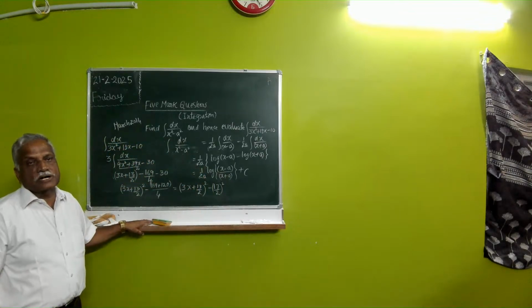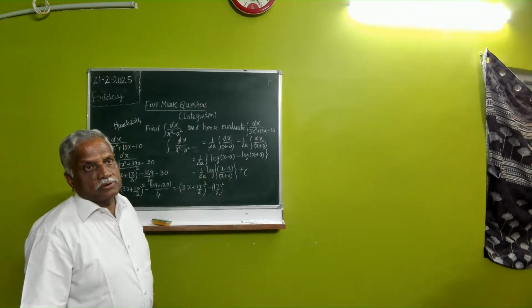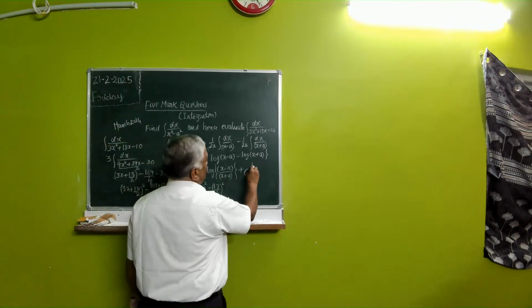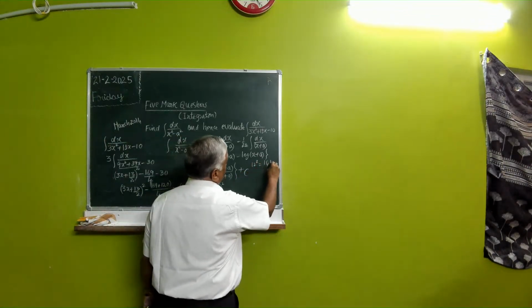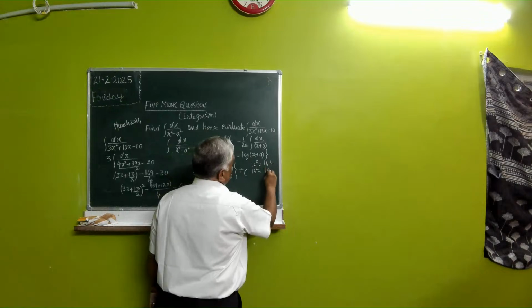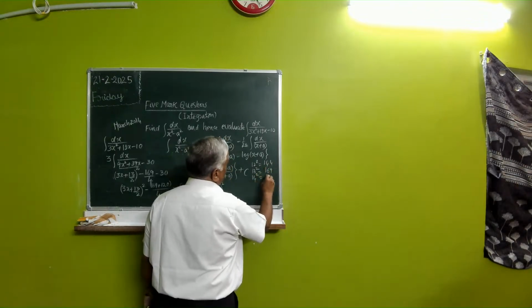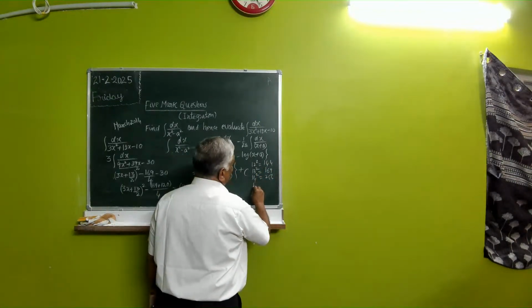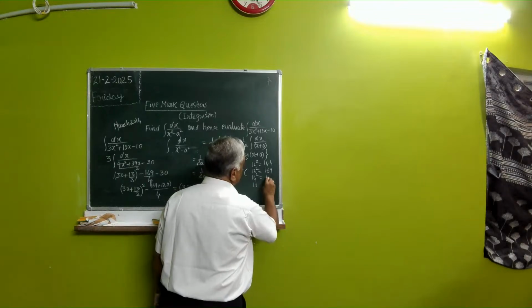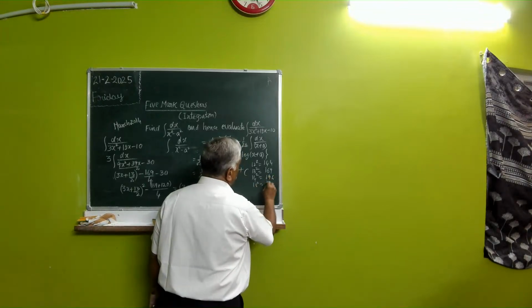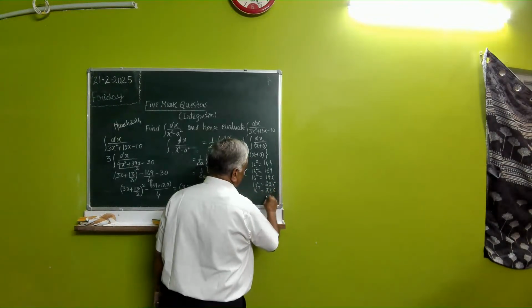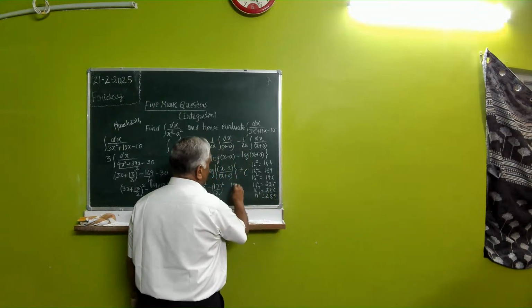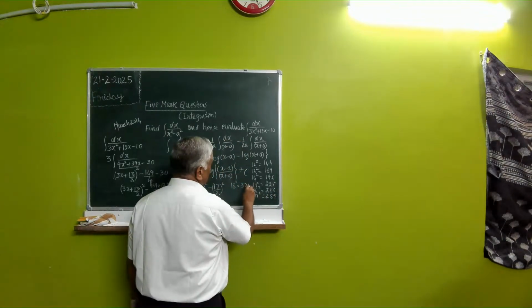I would always suggest students remember squares up to 19. 12 square is 144. 13 square is 169. 14 square is 196. 15 square is 225. 16 square is 256. 17 square is 289. 18 square is 324. 19 square is 361.